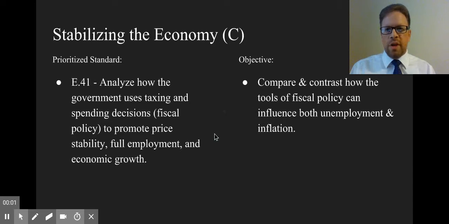Hello, this is Stabilizing the Economy, Section C, Tools of Fiscal Policy. Our prioritized standard is Economic Standard 41. Objectively, we're going to compare and contrast how the tools of fiscal policy can influence both unemployment and inflation.